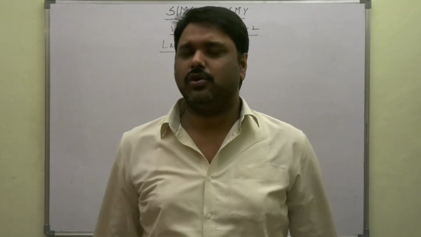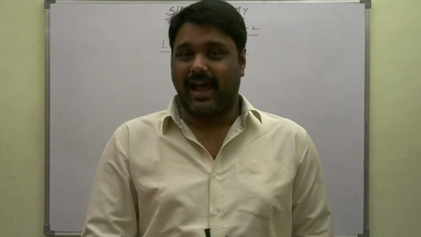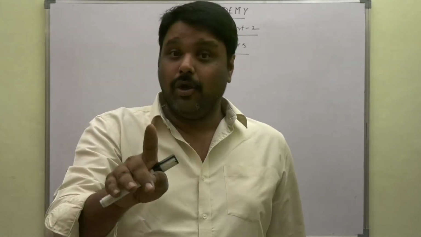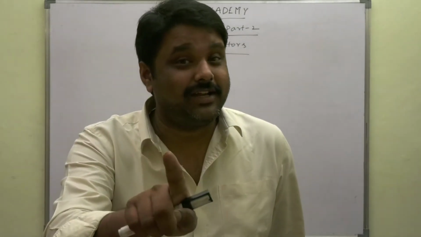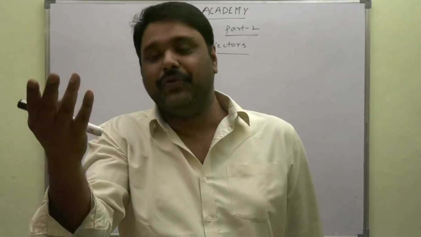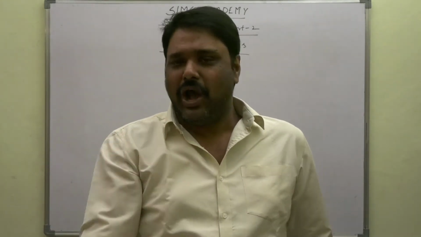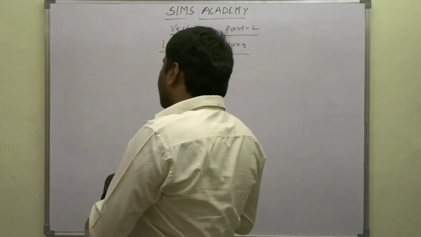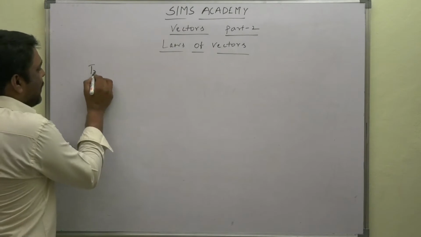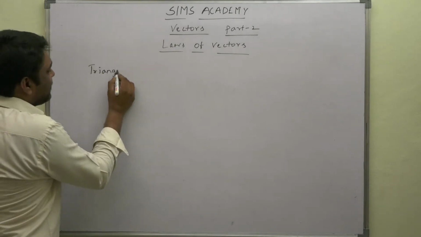Basically, how many laws of vector addition are there? We have two. One is the triangular law of vectors and the second one is the parallelogram law of vector addition. We also have the polygon law of vector addition for more than two vectors. First, let us move on to the triangular law of vectors.